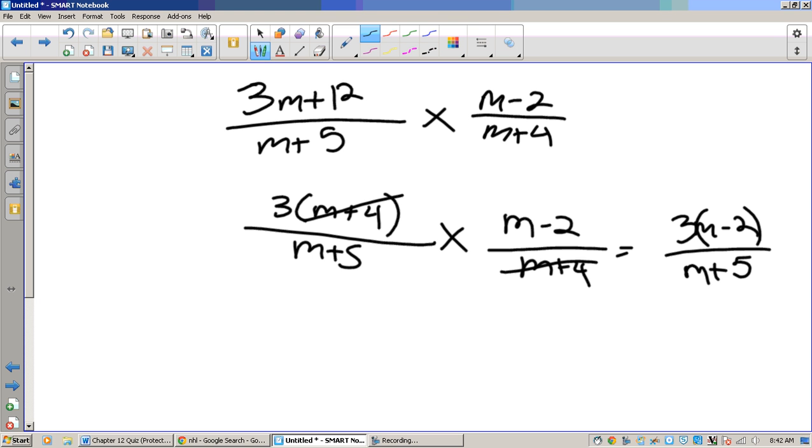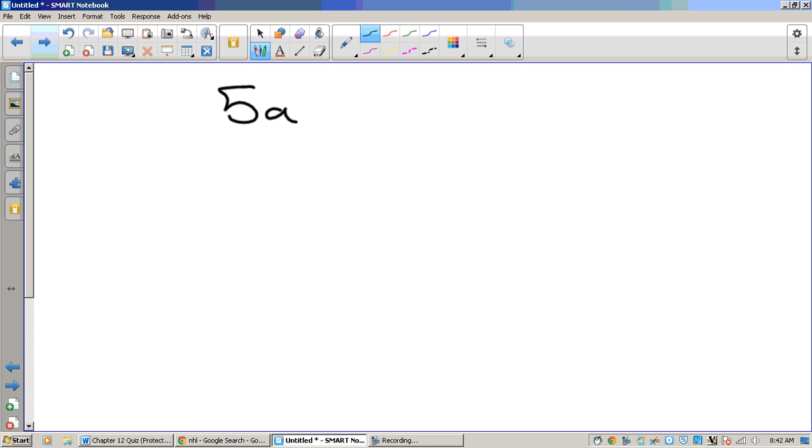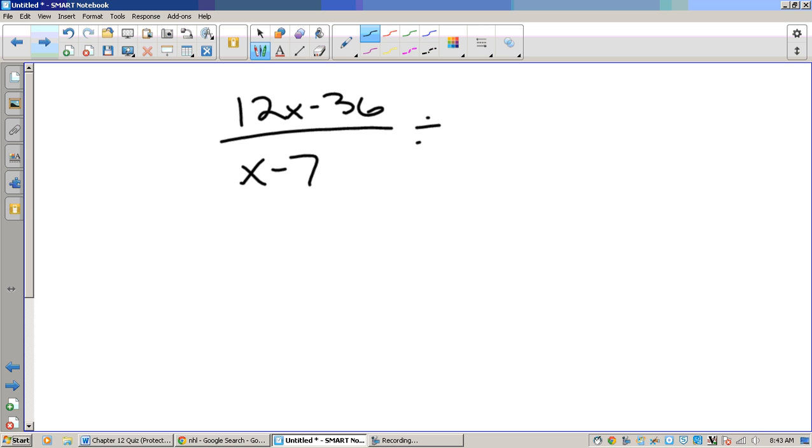All right. Now, we can also divide by a monomial. So if we have 5a + 10 over, actually let me do this one, an example in the book. In this case, I'm going to do just one: (12x - 36)/(x - 7) divided by (x - 3). What do you think I'm going to do here?